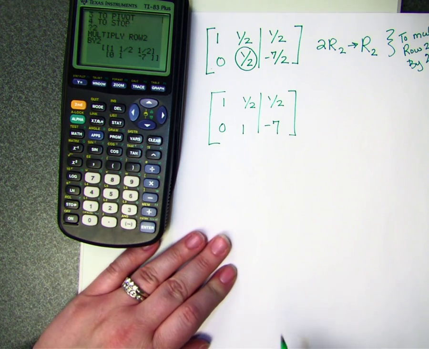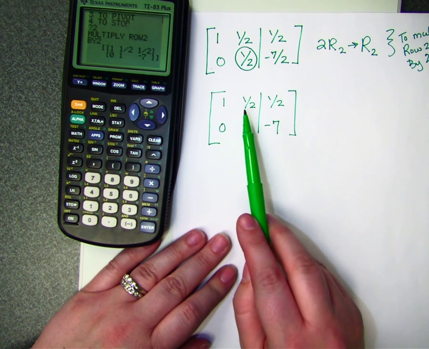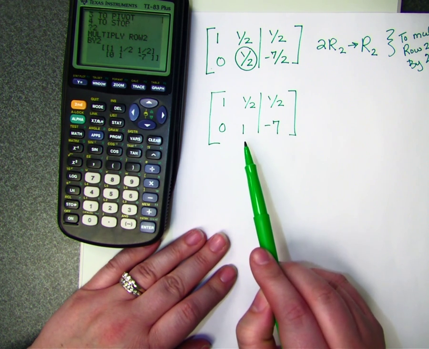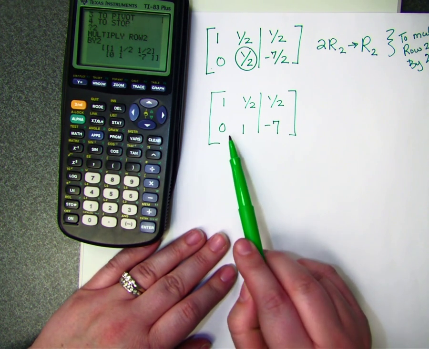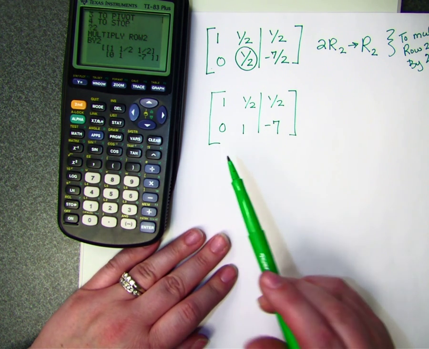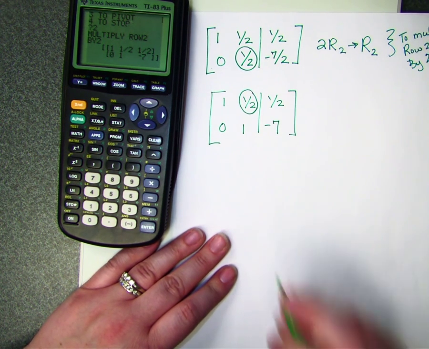So if we stop for just a second and look at our matrix, right now it says 1x plus 1/2 y is equal to 1/2. And down here on the bottom row it says y is equal to -7. So we're almost there. The next thing that we need to do is take this 1/2 and turn it into a 0.